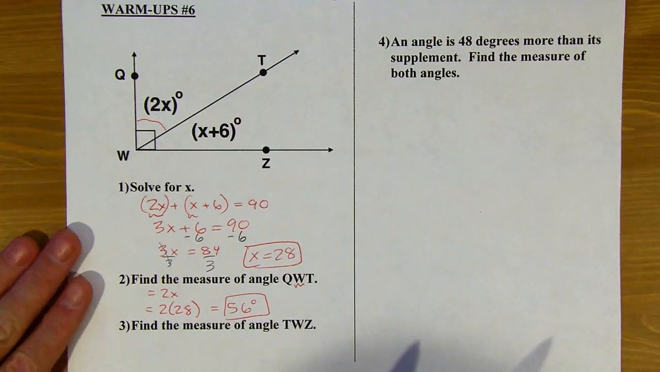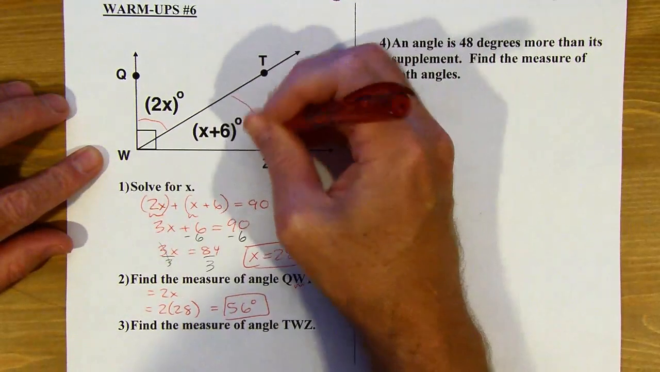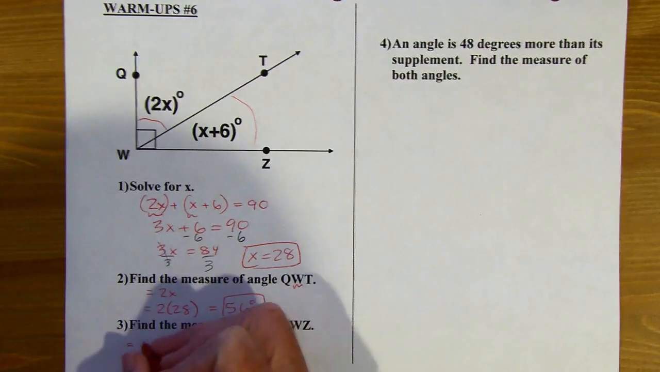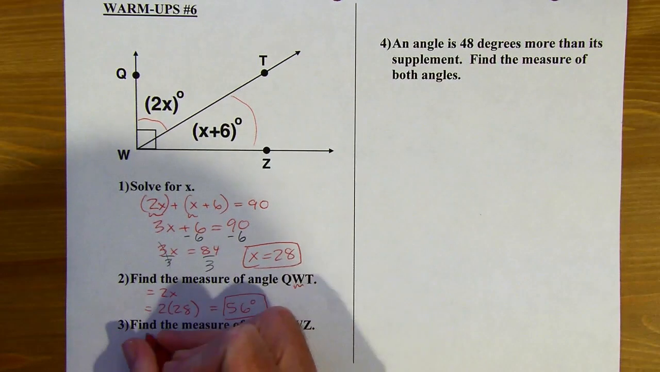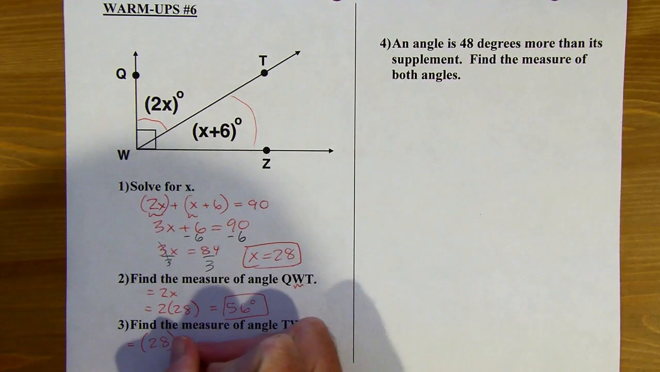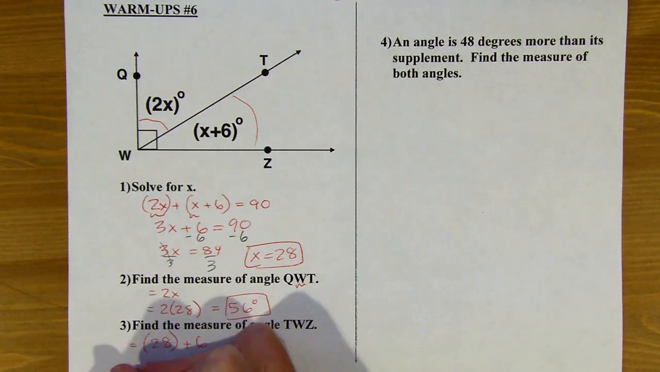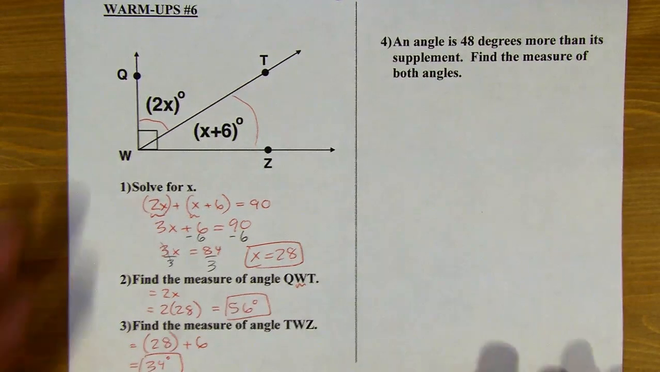And then let's find the measure of angle TWZ. TWZ, that's this one. That's the x plus 6. So the measure of this angle is going to equal x plus 6. I already know x is 28, so I'll just write it like this. X plus 6, right? 28 plus 6, that'll put me at 34 degrees. Okay? All right, one problem left.